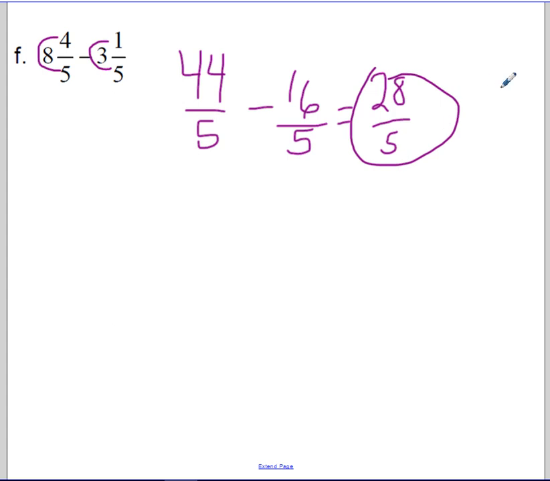It can't be simplified. But if we do want to write it as our mixed number, 5 goes into 28 a total of 5 times, which is 25. So it gives us 3 left over out of 5. So 5 3/5 is the mixed number equivalent of 28/5.